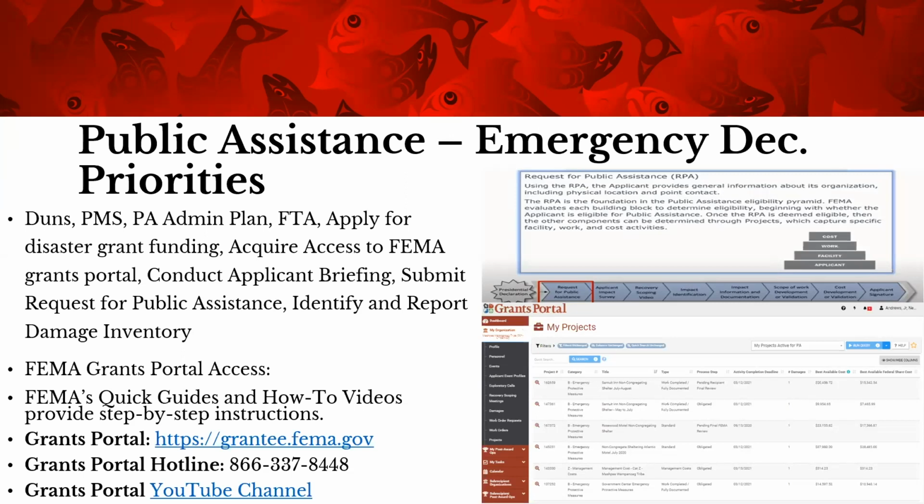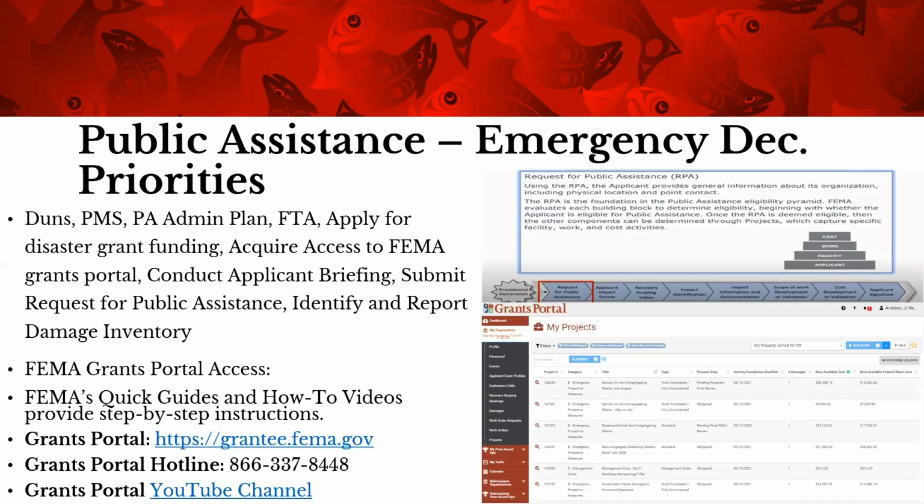One of the first steps is you're going to have to create an account and set up your profile for the grants portal, but you'll receive an email invite to do that, and then it'll walk you through all the basic steps. Some of the things you'll need to do in your portal is upload your PA admin plan. And one of the things we thought we were supposed to be doing cost us a lot of time, probably a couple of weeks extra that were critical during this whole process.